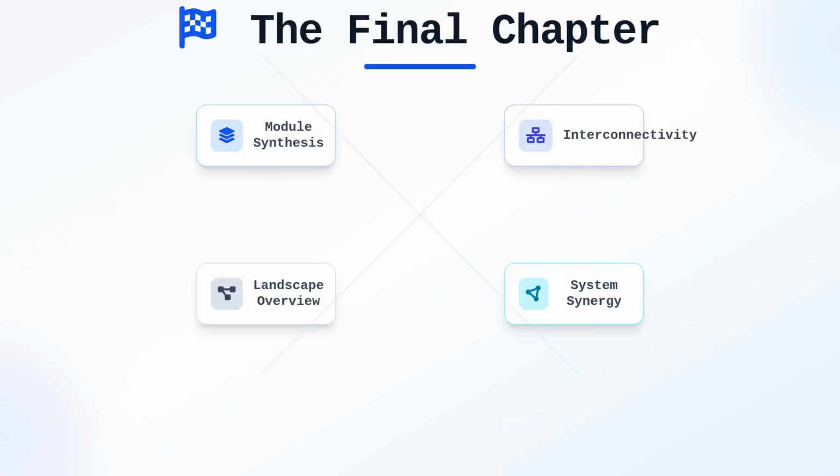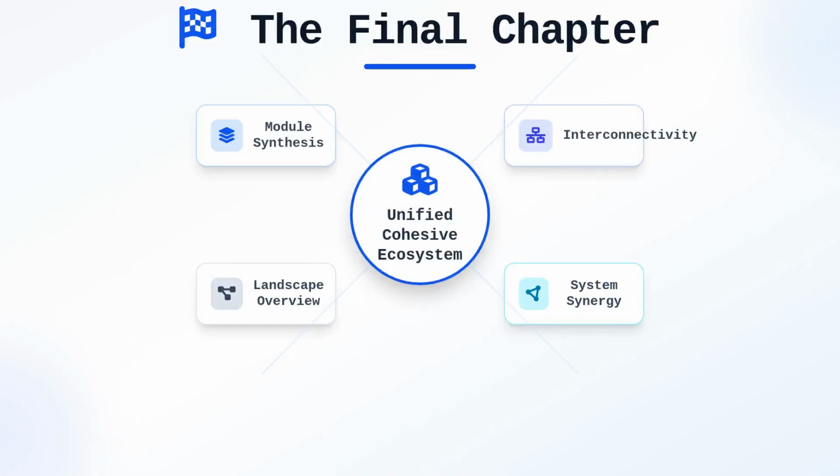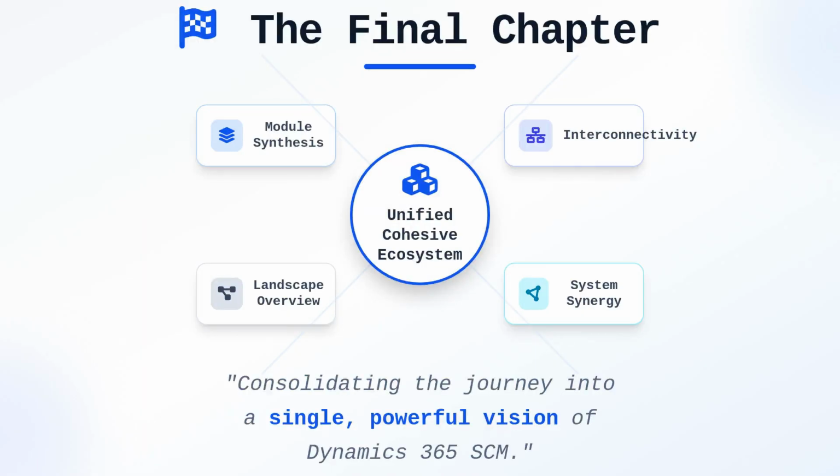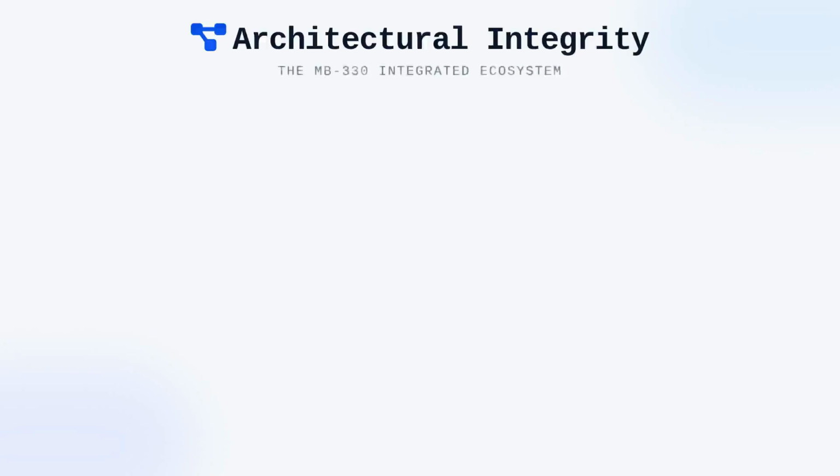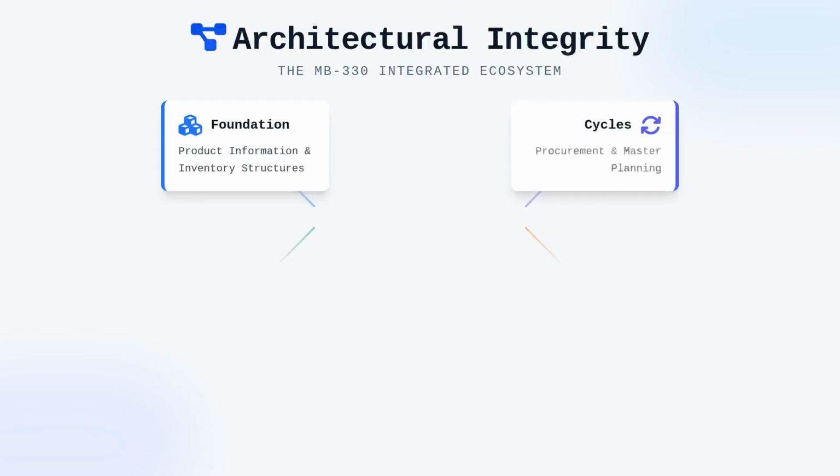Welcome to the final chapter, where we synthesize the entirety of your journey through the Dynamics 365 supply chain management landscape. We will now consolidate our understanding of how disparate modules function as a unified, cohesive ecosystem. In these closing moments, we should reflect on the architectural integrity required to pass the MB-330 exam and succeed in practical deployments. We have traversed product information, inventory structures, procurement cycles, and warehouse logic. Yet these components only generate value when they communicate fluidly.